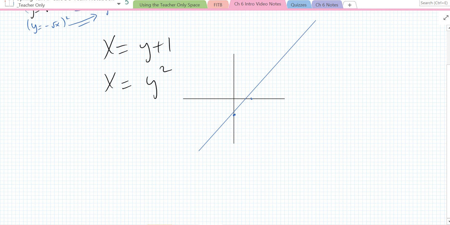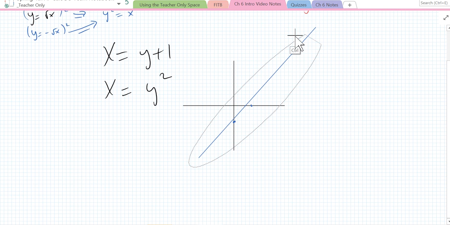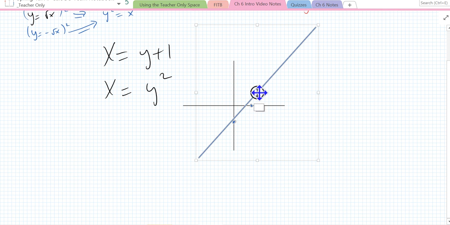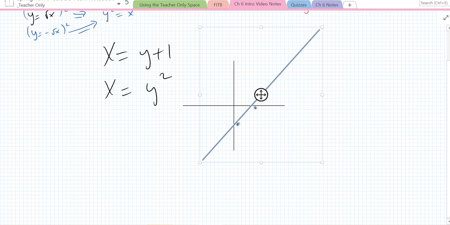And then, oops, it shifted. There we go. And come on.